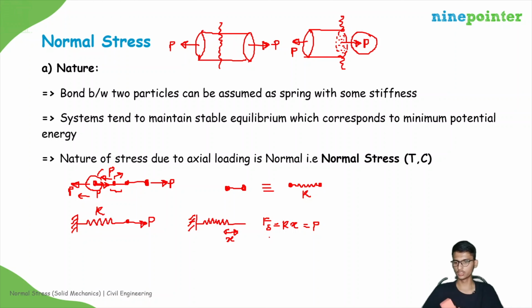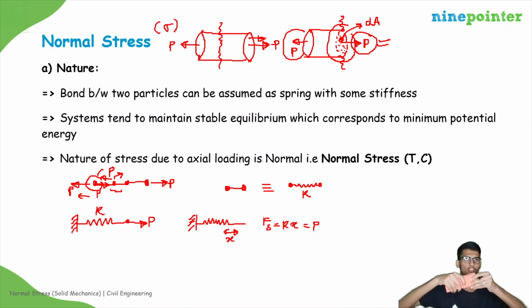Similar to that, here also the total force P is resisted by the particles in this cross section. All particles combined resist the total force P, but what about the particles in a tiny area dA? How much do these particles resist? Then there is a need for the term force per unit area, and that is what we call stress. Here the stress is normal to the cross section. This normal stress is denoted by sigma. As this stress is normal to the cross section, it is known as normal stress.